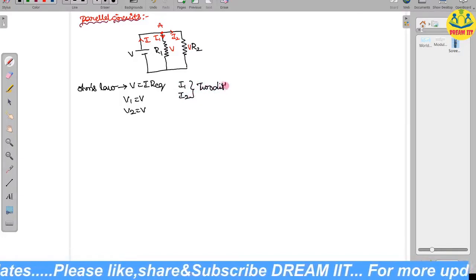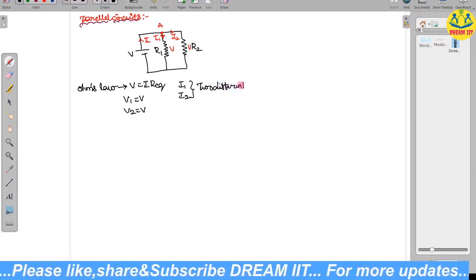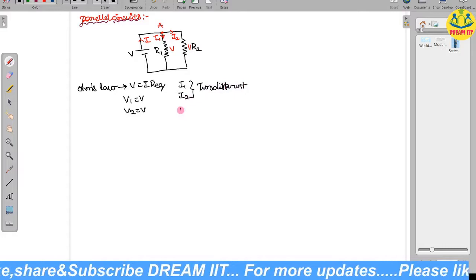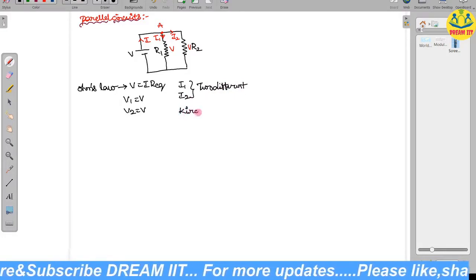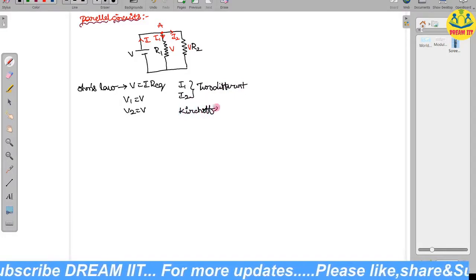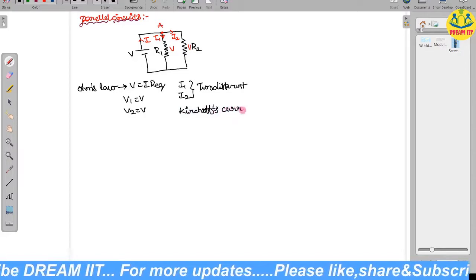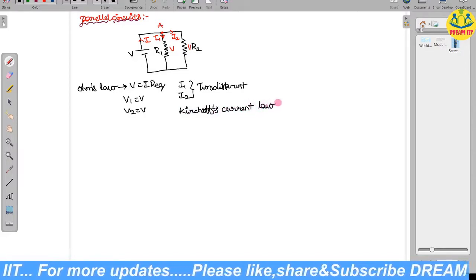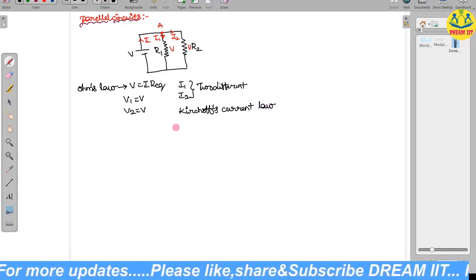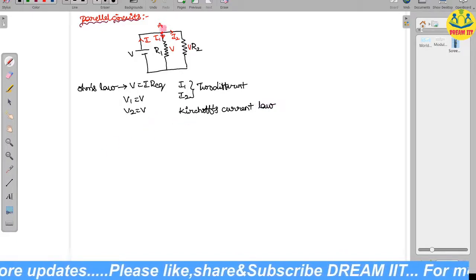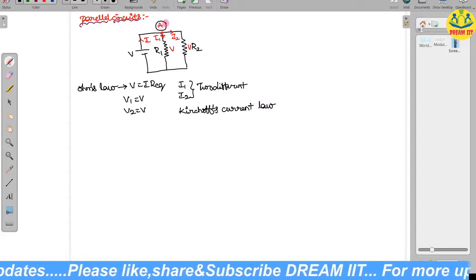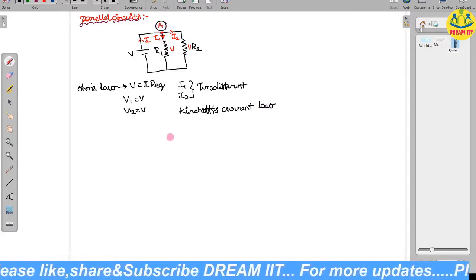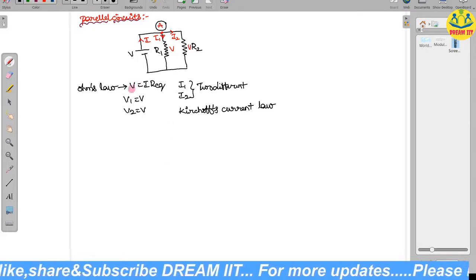Now you apply, see here the current is dividing, that's why we have to go for Kirchhoff's current law. It's not the voltage law. Current is dividing here, so current law. The voltage was dividing in the previous circuit. So if you apply KCL at this node, at this point A, you can get the analysis.